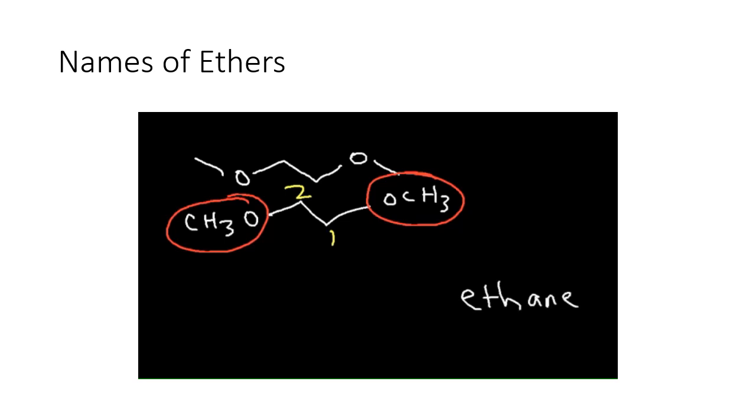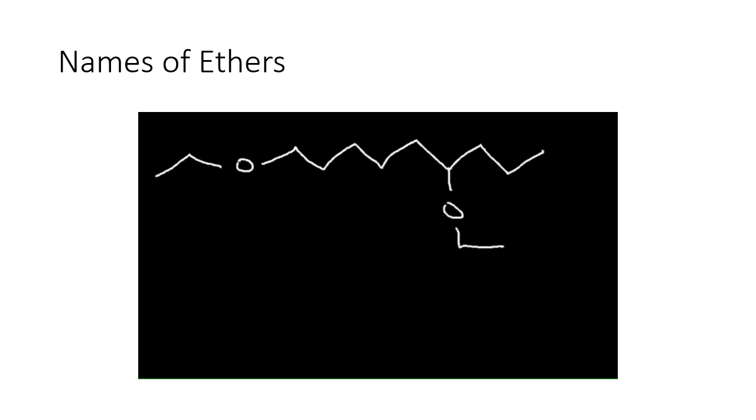And since we have 2 methoxy groups, we're going to call it dimethoxy. So it's 1,2-dimethoxyethane. Now let's try one last example similar to this one. How would you name this ether?